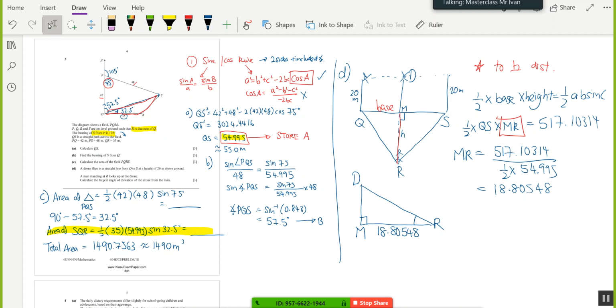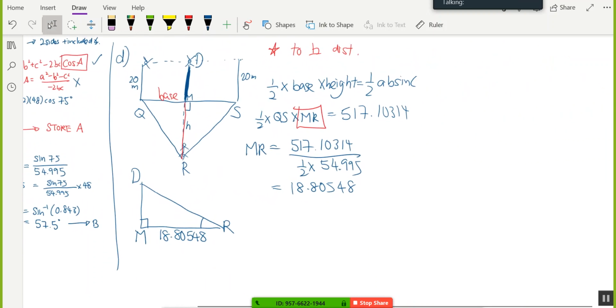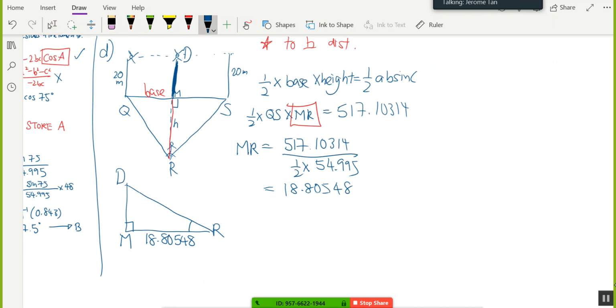Jerome, what is the height of D to M? Here, look at where here. What is the height of the drone to the ground? All these are the same. So how many? 20. So this is 20. Megan, right angle triangle, what do you use?